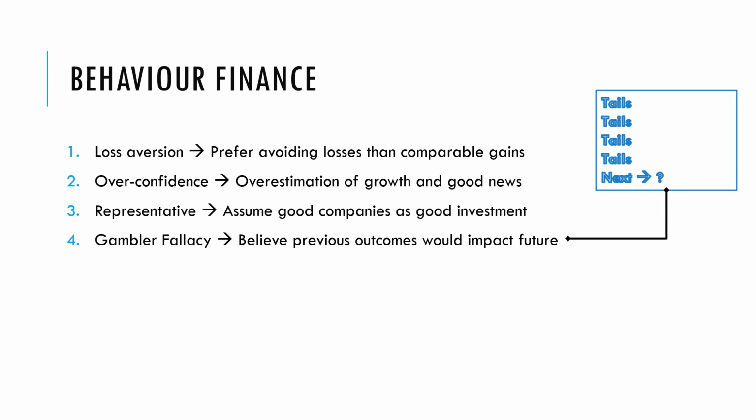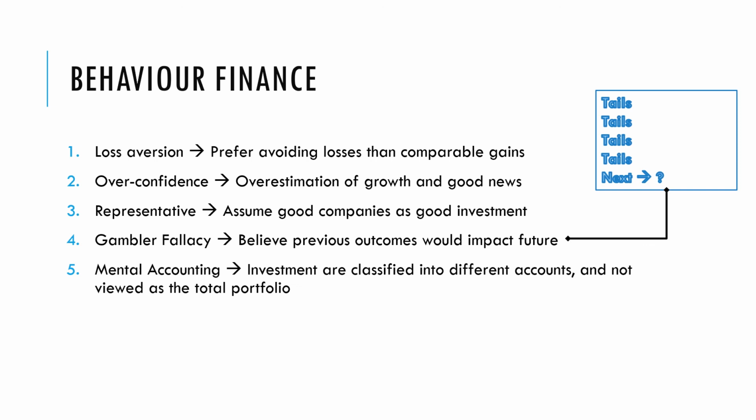In the gambler's fallacy, investors believe the previous outcomes would impact the future. For example, in tossing a coin, if one believed the past 4 outcomes of tails would impact the next toss, that belief is said to be gambler's fallacy. In mental accounting, investors classify investment into different accounts, rather than the total portfolio. For example, investors separate different investment accounts for different purposes: an investment account for children's education, another investment account for retirement.